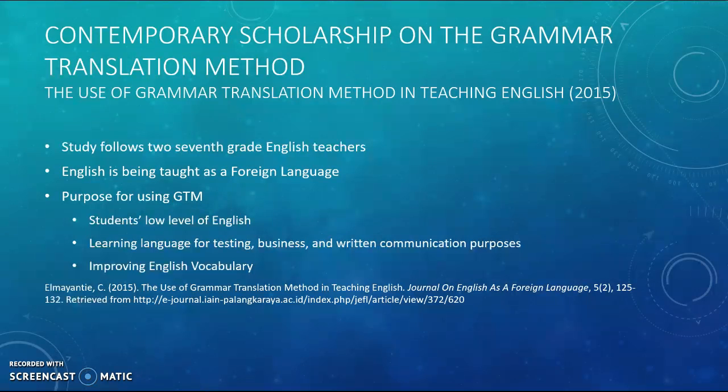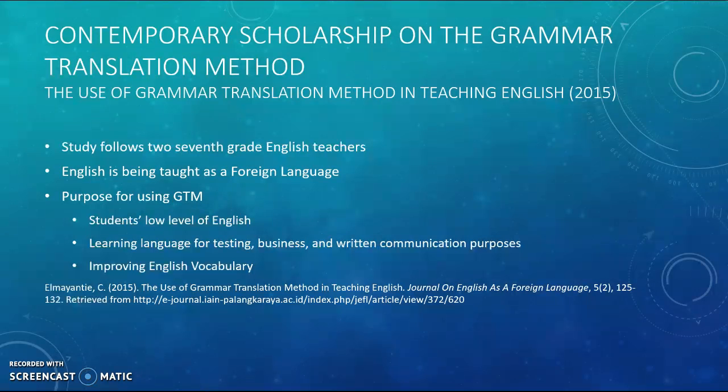The way they use the method is consistent with the way that we have described it. The classes were taught mainly in the mother tongue. The vocabulary was taught in the form of lists of isolated words. Little attention was given to pronunciation, and the focus was on accuracy, not fluency. Furthermore, their reasons for using this method are discussed.